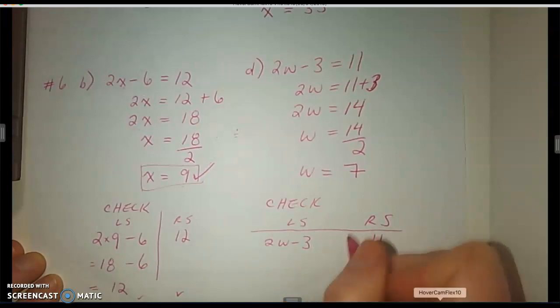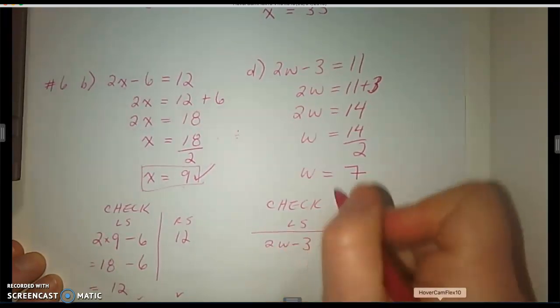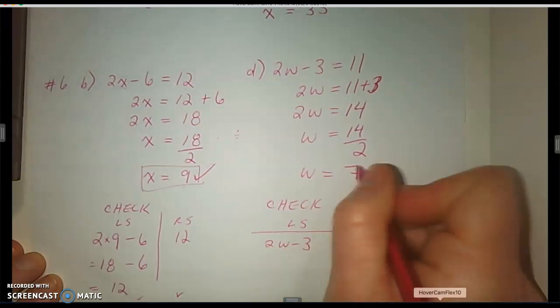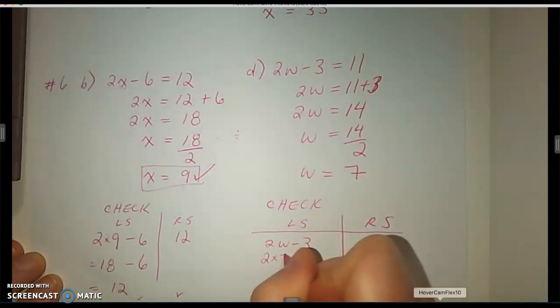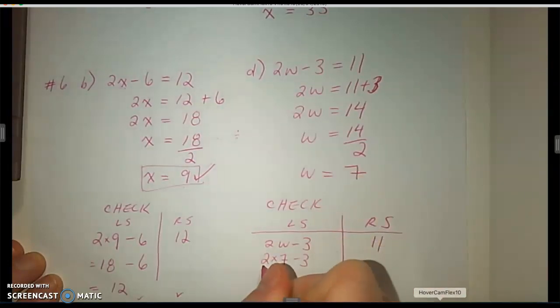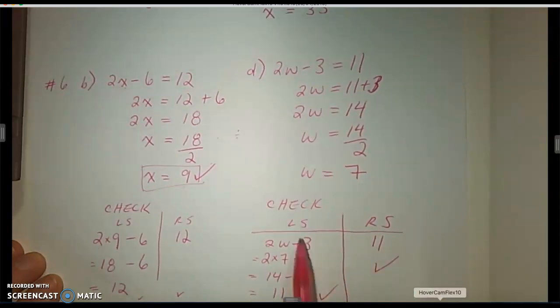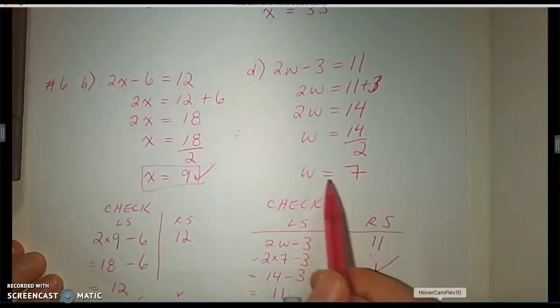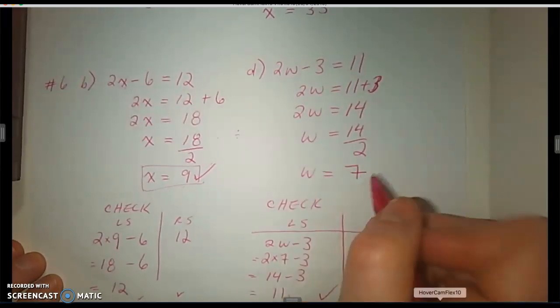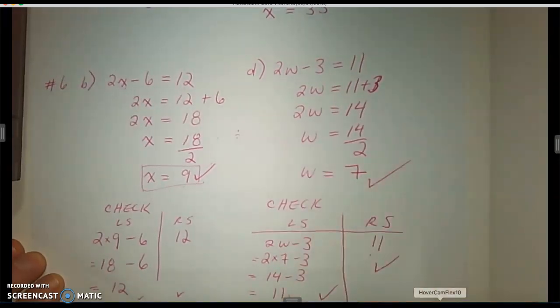Okay? And then I'm just going to swap in the answer I got for w. So 2 times 7 minus 3. 2 times 7 is 14. And then 14 minus 3 is 11. Okay, so my check worked out. Left side and right side are the same when w equals 7, which means that this is the right answer.